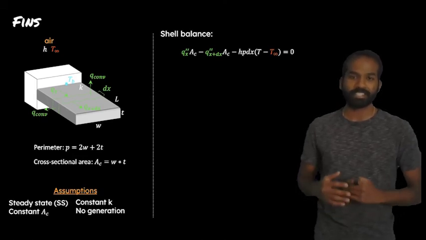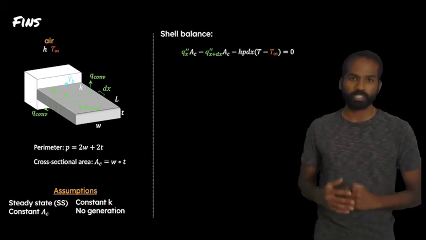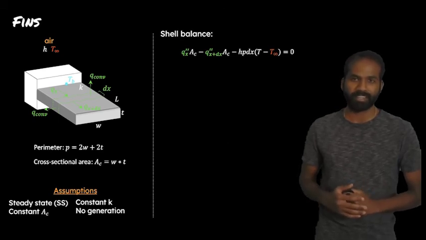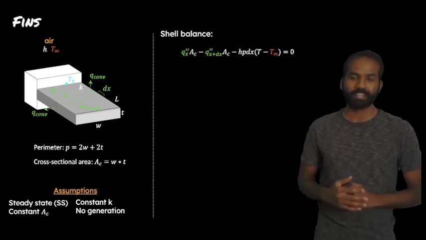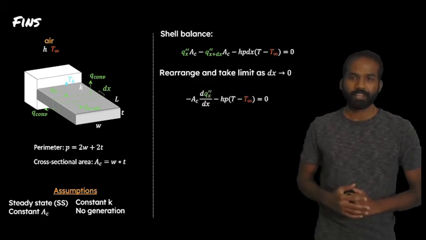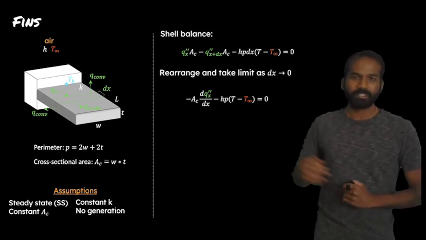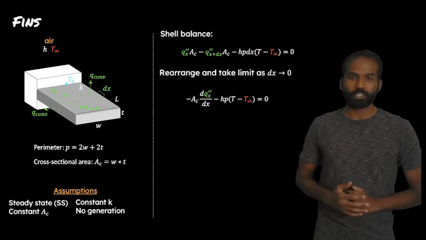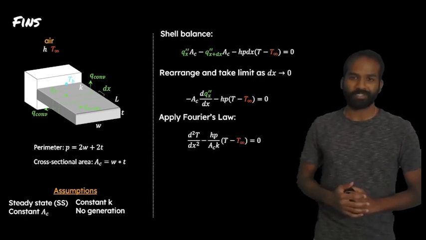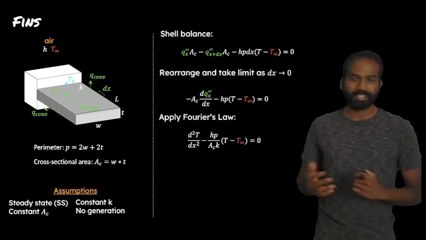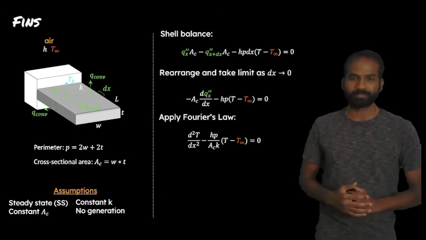Notice here that T is a variable. It depends on what position we are at along the fin. That defines the driving force for convective heat loss. We can rearrange this expression and take the limit as dx goes to 0, obtaining this expression. And we can plug in now for Qx double prime using Fourier's law. And now everything is in terms of the temperature.